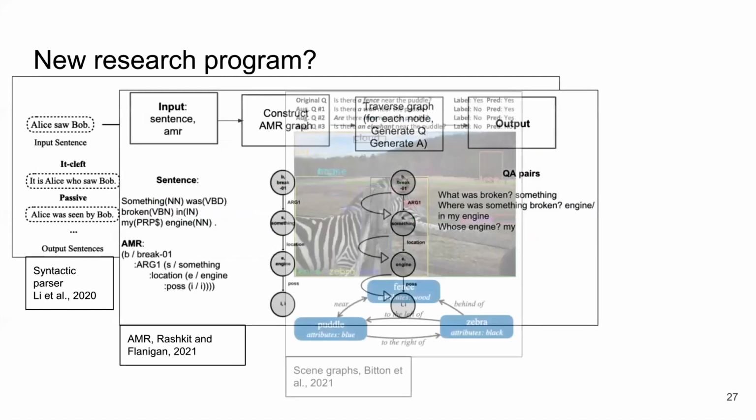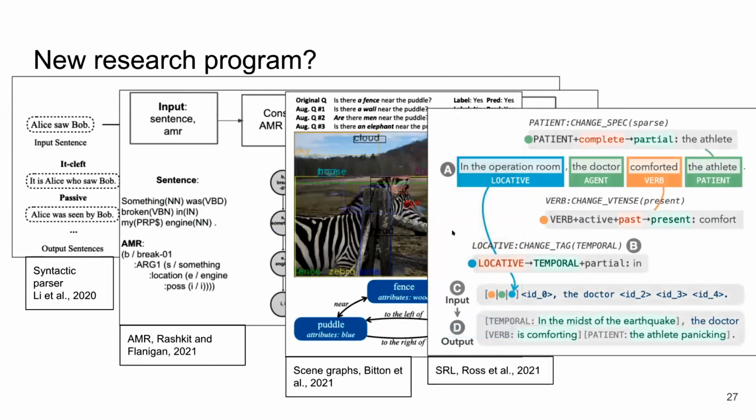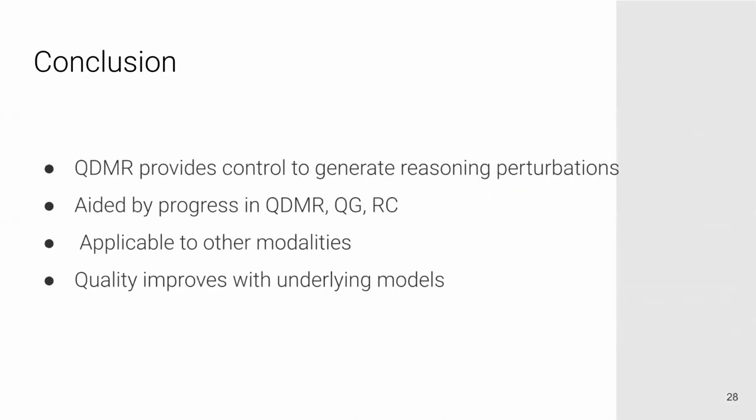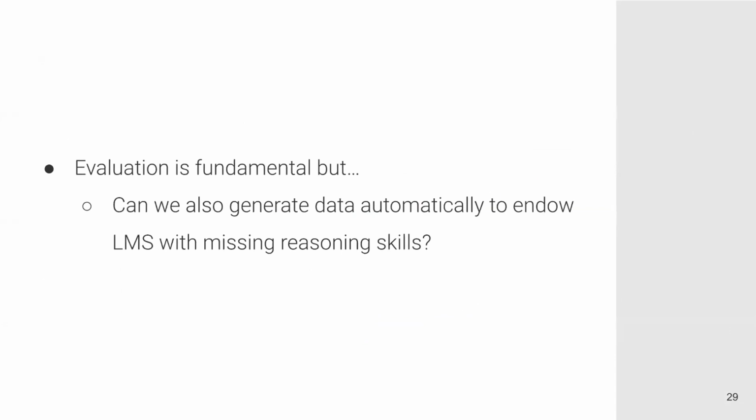I just want to point out that this is not just us. There's a lot of papers coming out in the huge pipeline of papers that we all see that generate contrast sets automatically from all kinds of meaning representations. So there have been papers on generating data from syntactic parsers, from AMR, from scene graphs, and from SRL. The differences are less important than the point, which is that a lot of people are using meaning representations in order to generate data in a controlled manner. Okay, so that's it about this part.